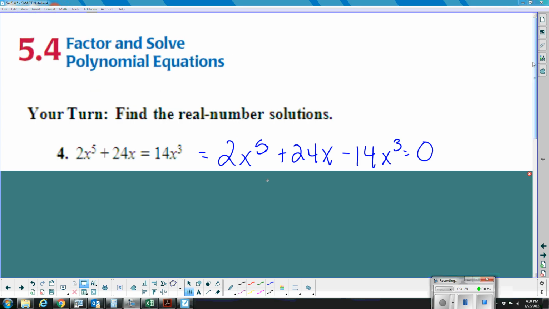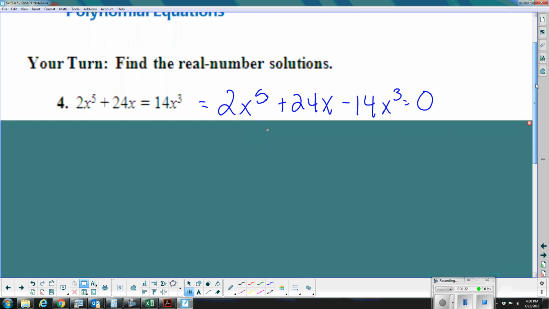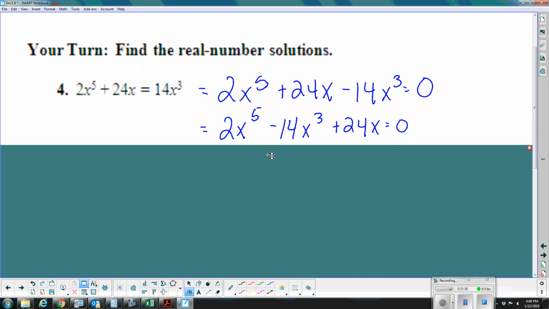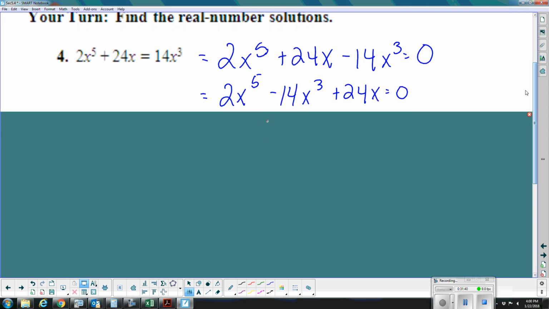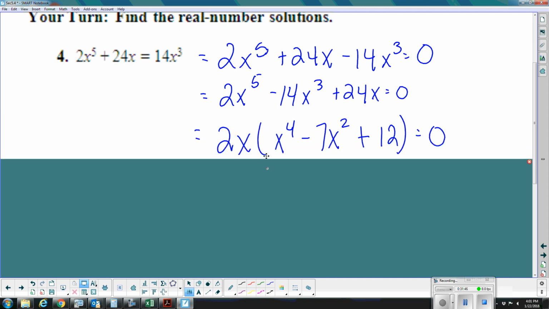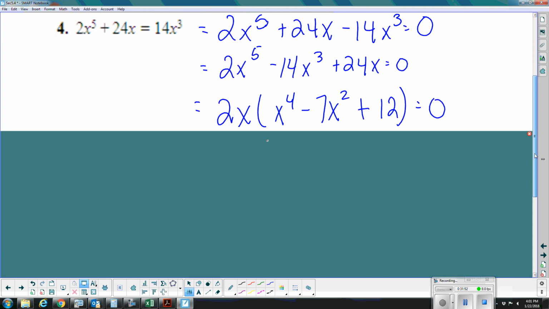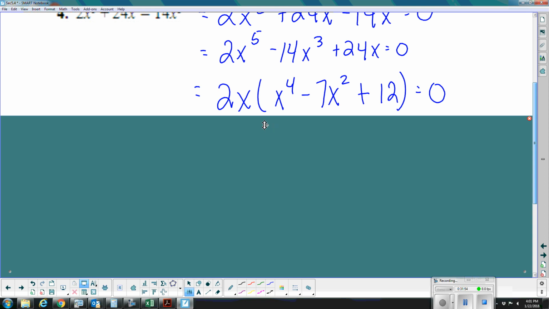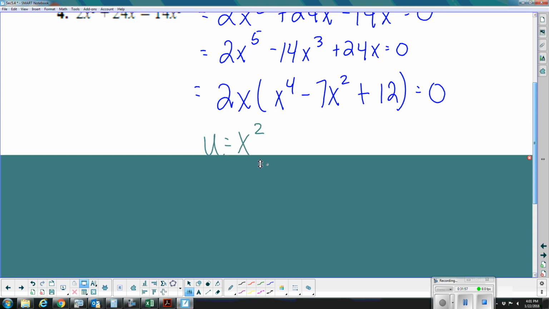Alright, so your first step is to set this equal to 0. Once you have set this equal to 0, then you need to put it in standard form. And then you need to factor out a common monomial, which is 2x. So then you're left with x to the 4th minus 7x squared plus 12. Now these are all even exponents, so you can put it in quadratic form. So assign a u value, and in this case, u is x squared. So it's x squared squared minus 7x squared plus 12.